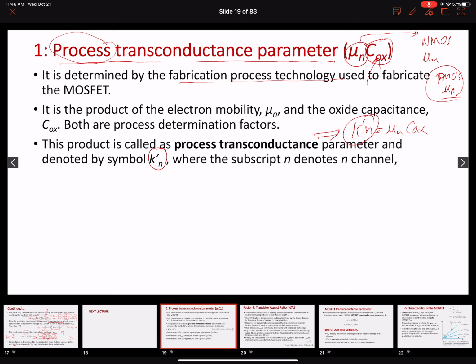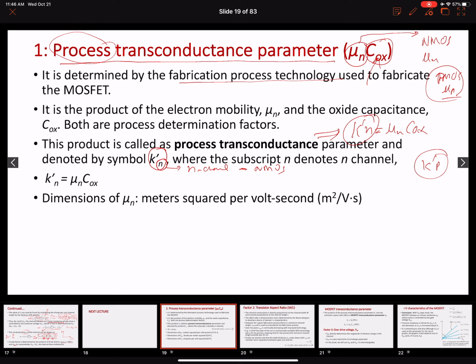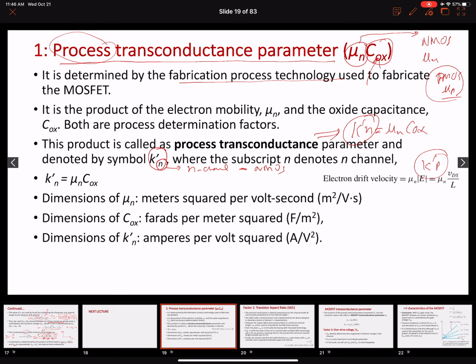And over here, the subscript n denotes the n channel or the NMOS, right? For a PMOS, it will be K dash p. Okay, right, so these are the dimensions. You can easily find out these dimensions. This is our earlier equation of the electron velocity that we calculated. So this equation may help while you are evaluating the dimensions, more importantly the units, of the mobility, the capacitance, and the K n dash.